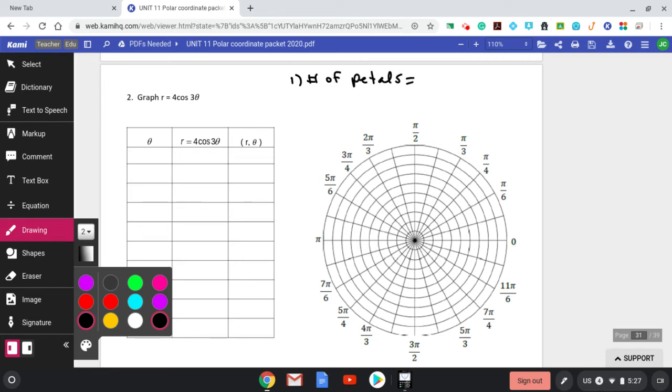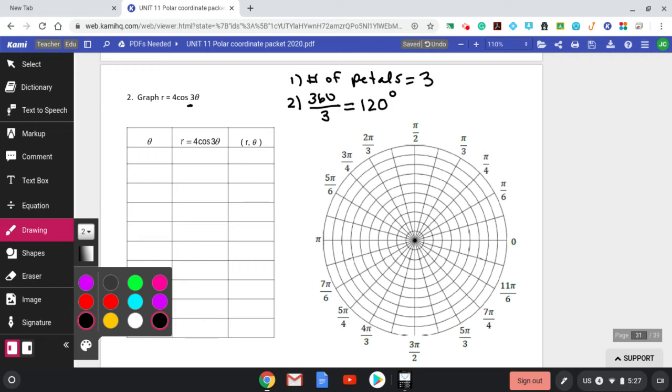Okay, well, we look at this number right here. Is it odd or even? It's odd, so that means I'm going to have that many petals, 3. How far apart are they going to be? Well, I go 360, but instead of having 4 petals now, I only have 3. So I'm going to have them 120 degrees apart.